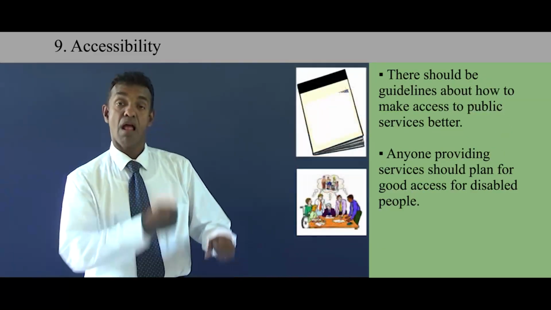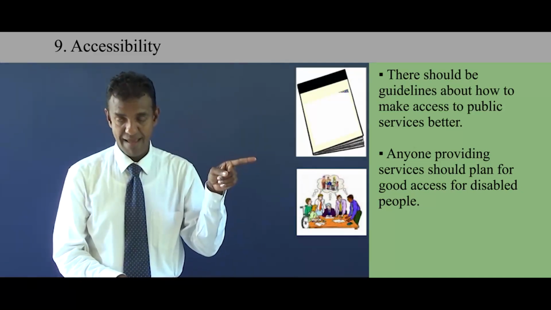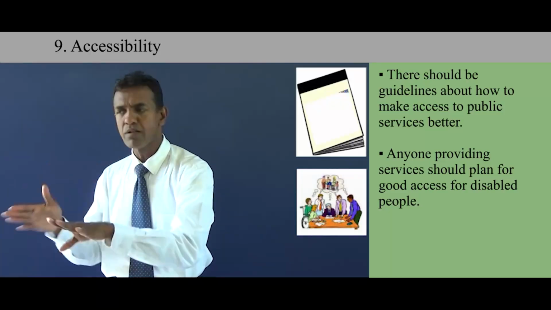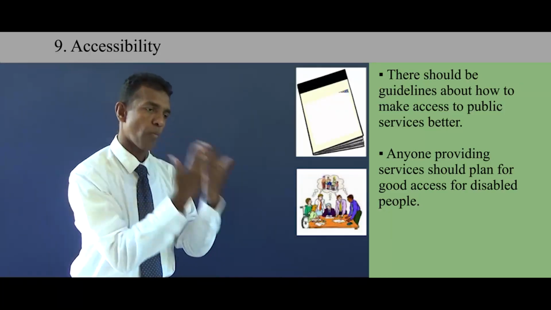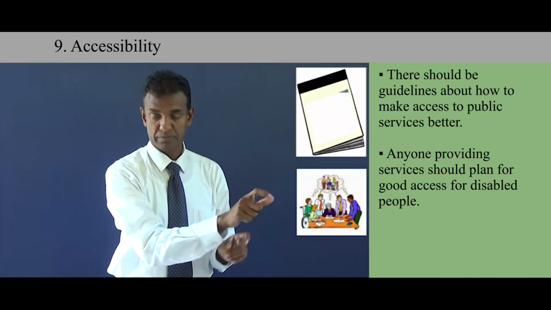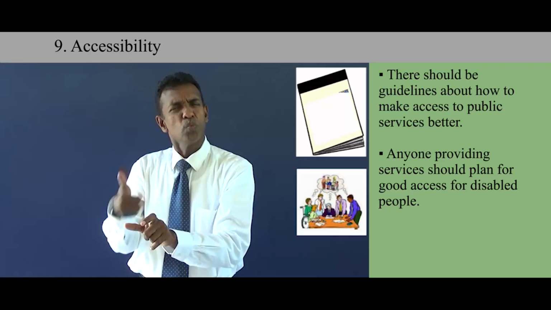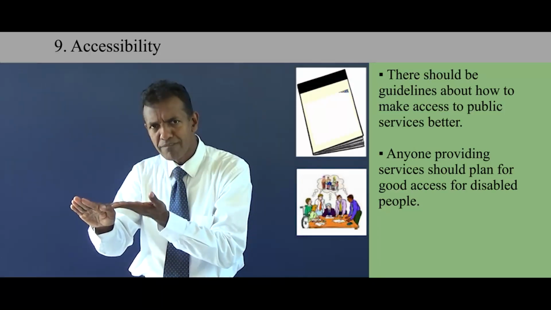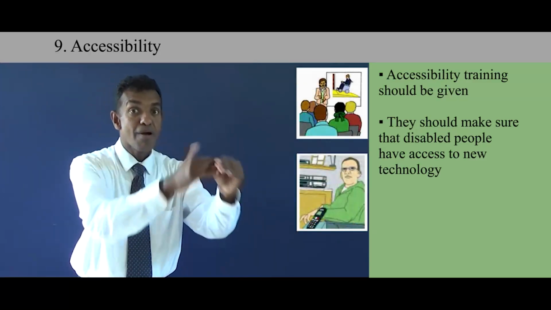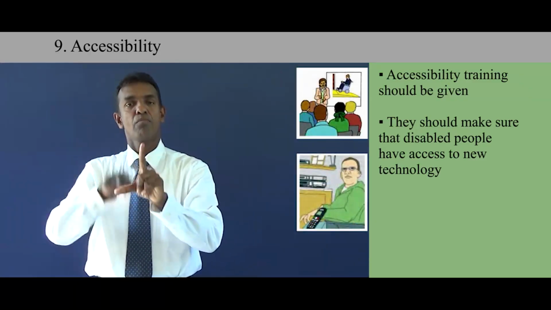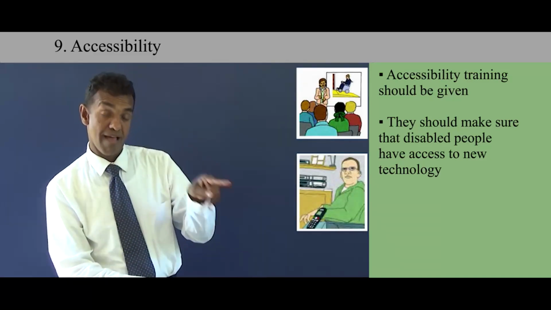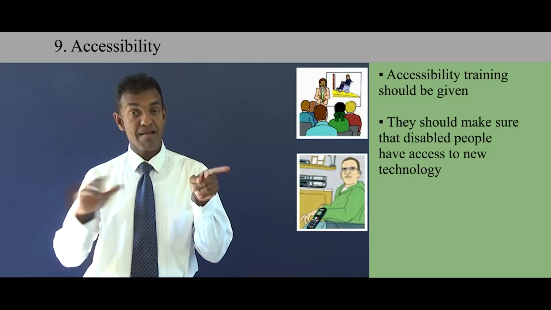There should be guidelines about how to make access to public services better. Anyone providing services should plan for good access for disabled people. Accessibility training should be given. They should make sure that disabled people have access to new technology.